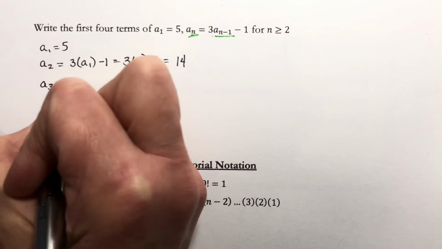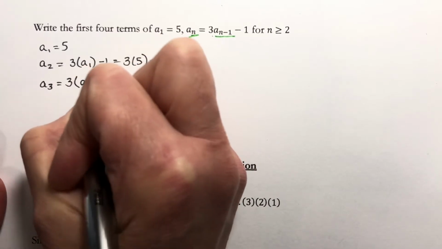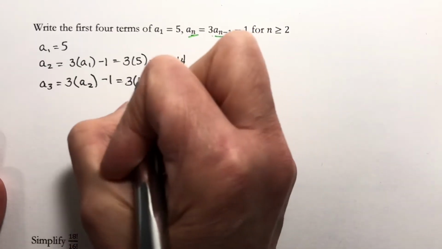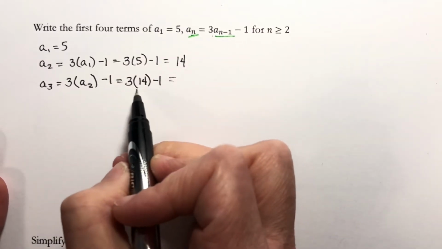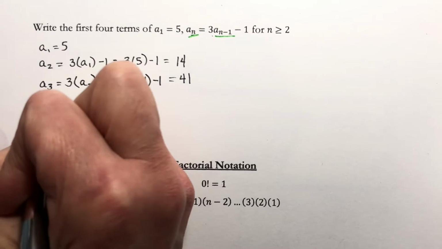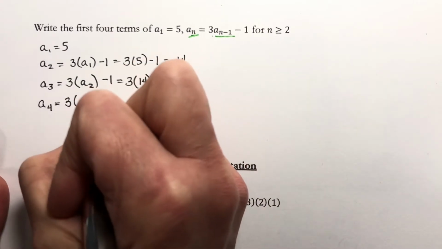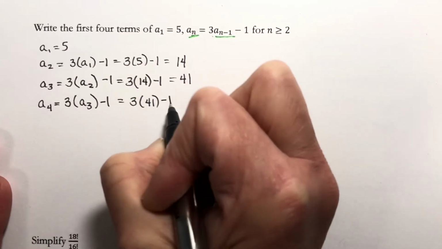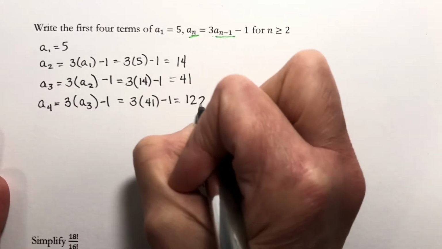Now find A3. This will be 3 times A of 3 minus 1 is 2, so I go find A2, minus 1. And this is 3 times A2, which was 14, minus 1. And this is 42 minus 1, so this is 41. One more, I want to find A4. So this will be 3 times the previous one, which is A3, minus 1. So this is 3 times 41 minus 1. This is 123 minus 1. This is 122.